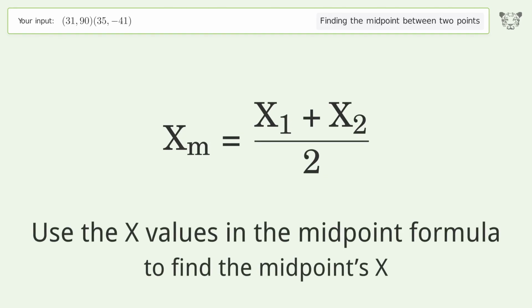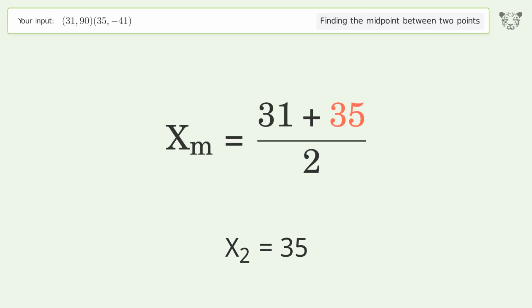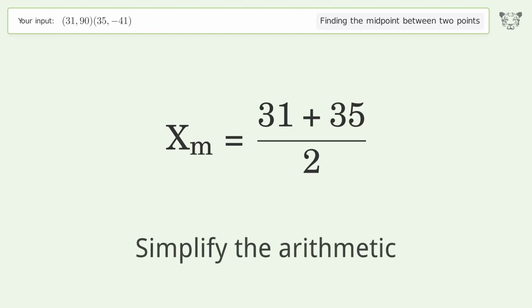Use the x values in the midpoint formula to find the midpoint's x. x1 equals 31. x2 equals 35. Simplify the arithmetic.